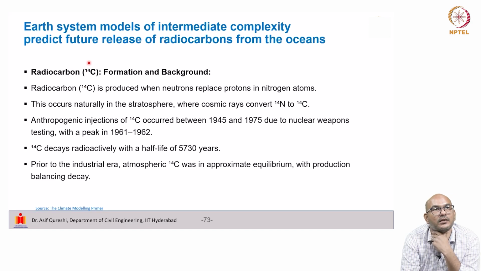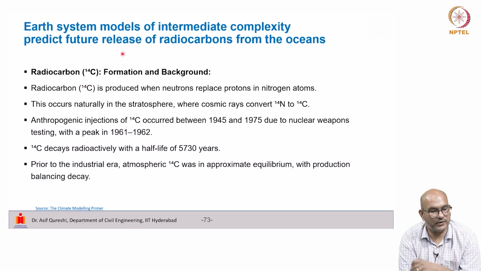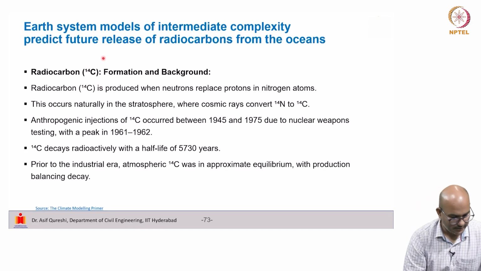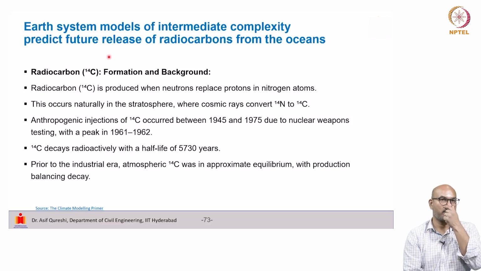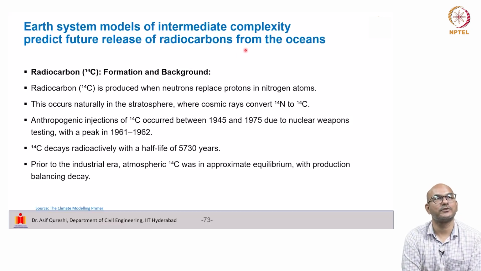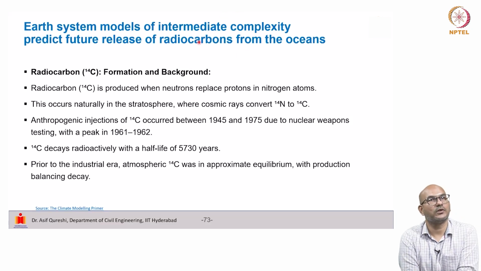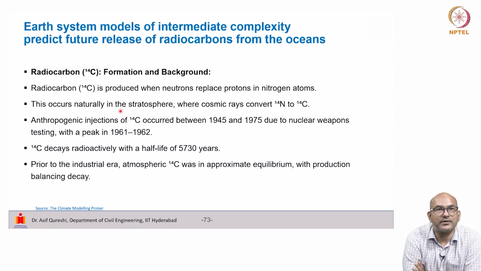Then these kinds of models can even go as far as predicting the future release of radiocarbon from oceans. So, radiocarbon is produced when neutrons replace protons in, let us say, nitrogen atoms. This occurs naturally in the stratosphere, where cosmic rays convert nitrogen-14 to 14C.